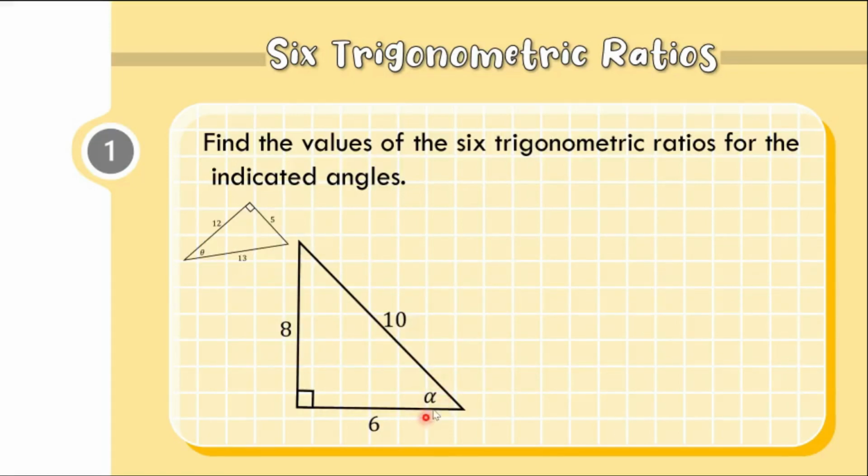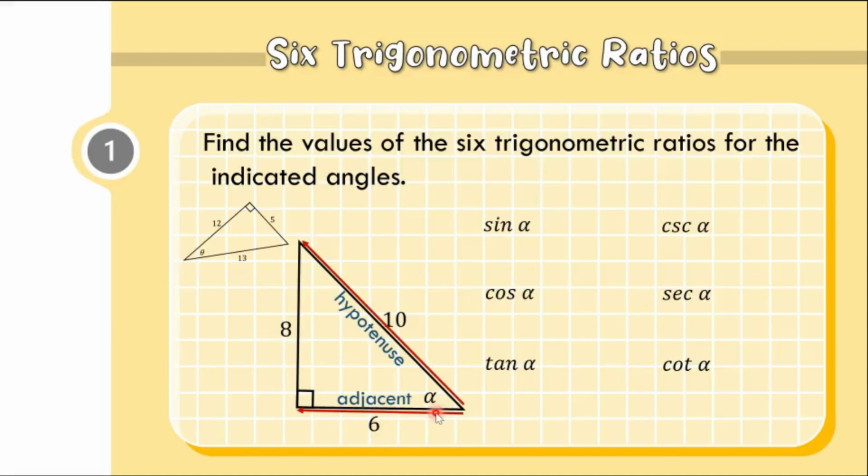Alpha here is the acute angle. Then, let us get the sine alpha, cosine alpha, tangent alpha, cosecant alpha, secant alpha, and cotangent alpha. Let us identify first where is the hypotenuse, adjacent side, and opposite side. Given the right triangle here, the hypotenuse is equal to 10. With respect to angle alpha here, the adjacent side is equal to 6, and the opposite side is equal to 8. Then let us now get the ratios. Again, let us use SOH-CAH-TOA for us to easily find the ratios.